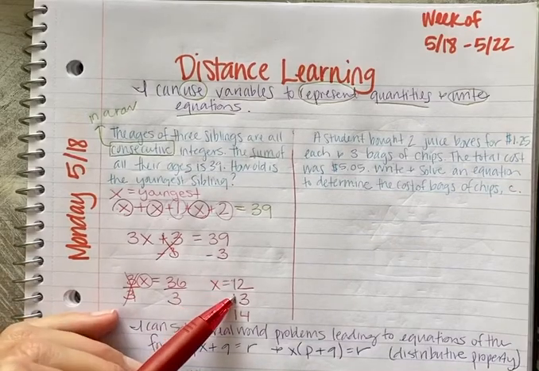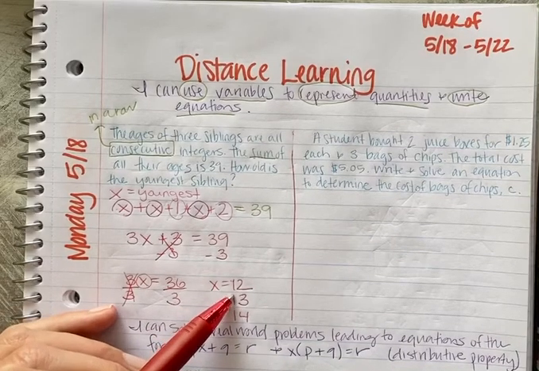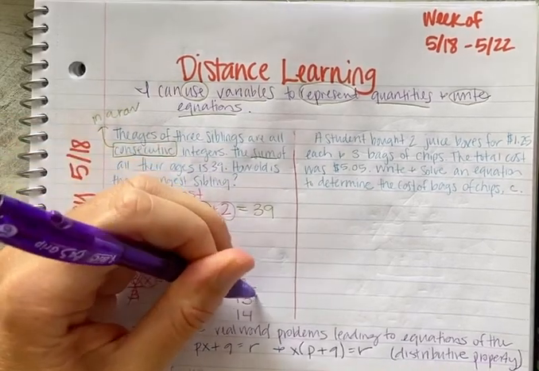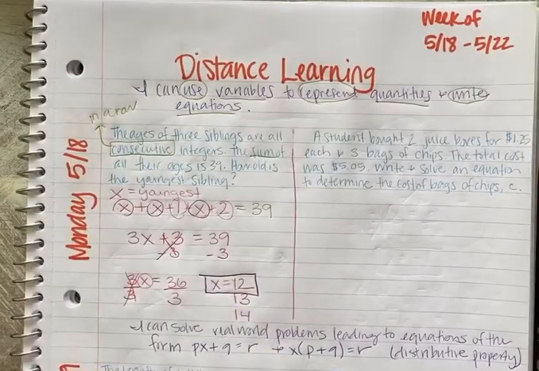Do they add up to 39? Well, 12 plus 13 is 25. 25 plus 14 is 39. So we did it correct. The youngest child, or the youngest sibling, is 12 years old.